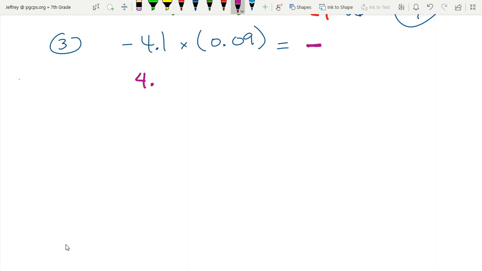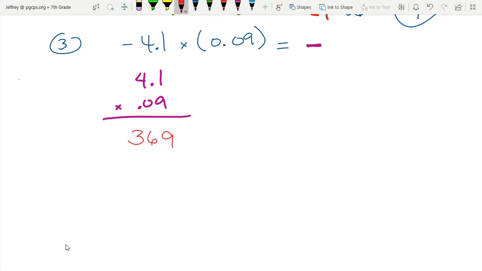So 4.1 times 0.09. Okay. So when you have this, you don't actually need to write 0 because it's understandable. Now, do you need to line up? You don't have to. So some students line them up. So you can just say 0.09. Okay, so treat this as a whole number. Now, 9 times 1, that's going to be 9. 9 times 4 is going to be 36.